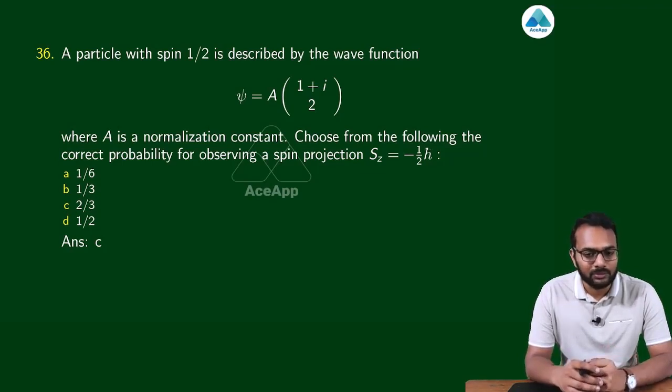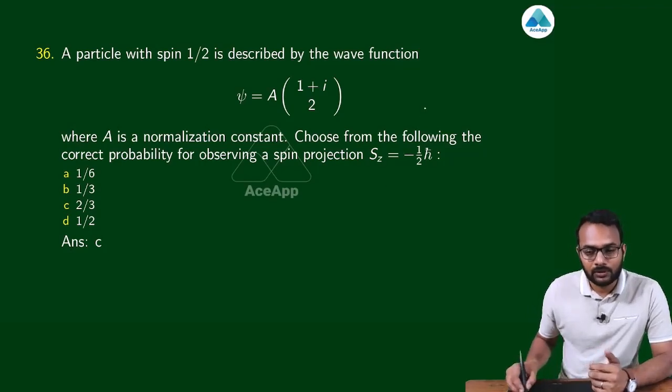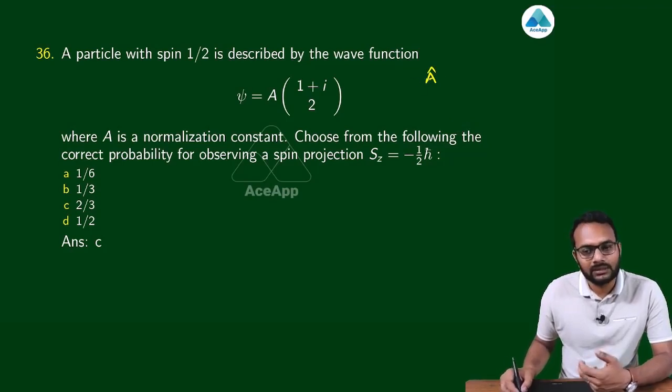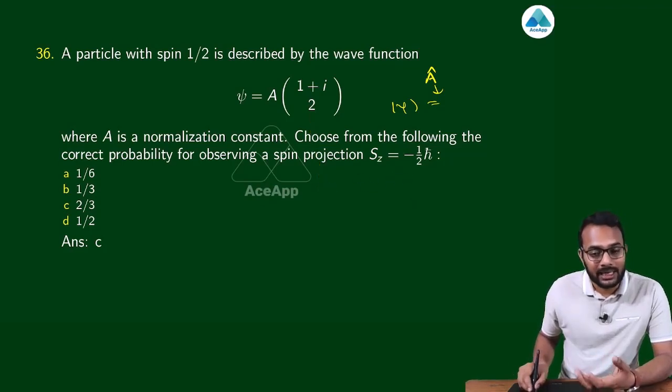Follow the basic fundamental terms. For an operator, the possible measurement values and probabilities come from expanding the state in the basis of the eigenvectors of that operator. Here the operator is Sz, so we will expand the state in the Sz eigenvectors, because the eigenvalues are what we get as measurement results.